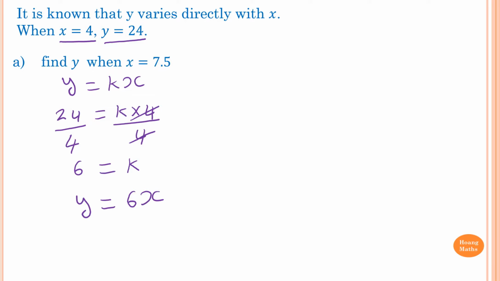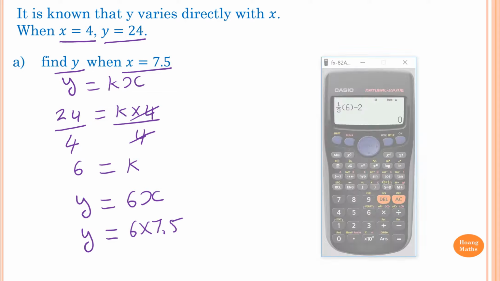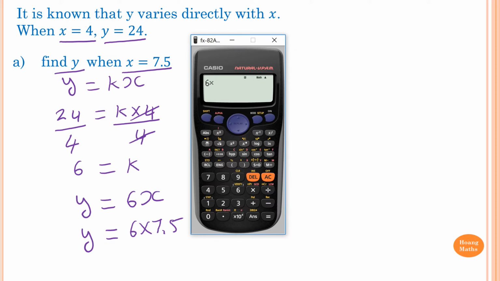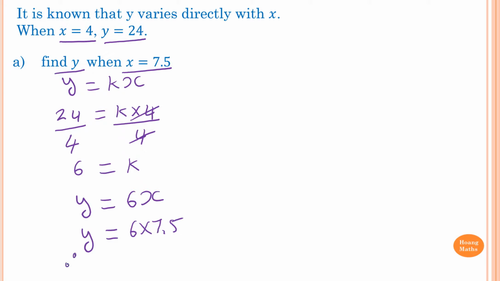That is the rule. Now the question is asking for y when x is 7.5. So when x is 7.5, y is equal to 6 times 7.5. So I just bring the calculator up first. 6 times 7.5. So that is 45. Therefore, y is equal to 45.